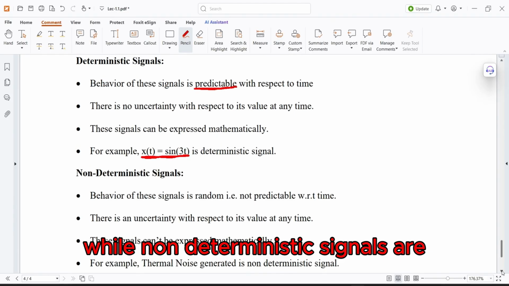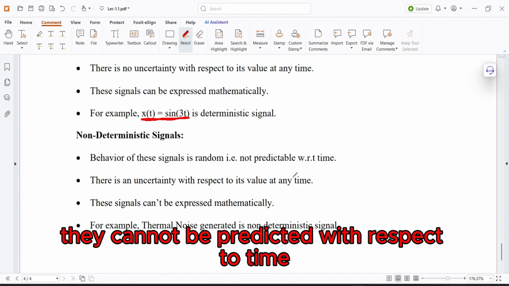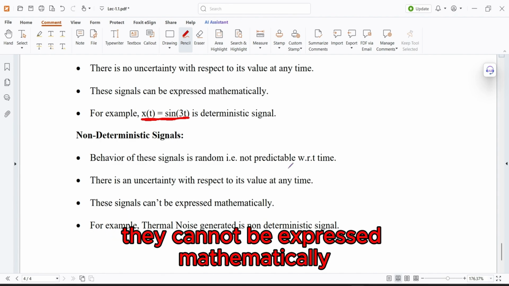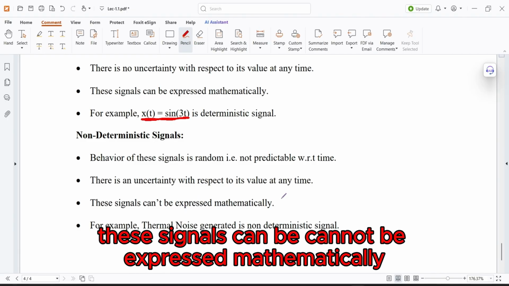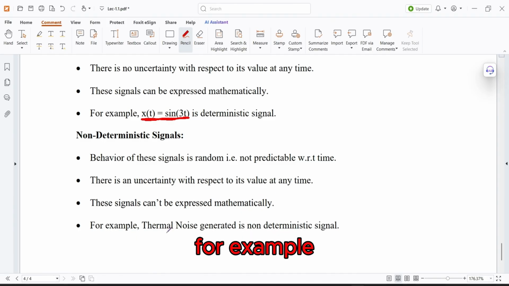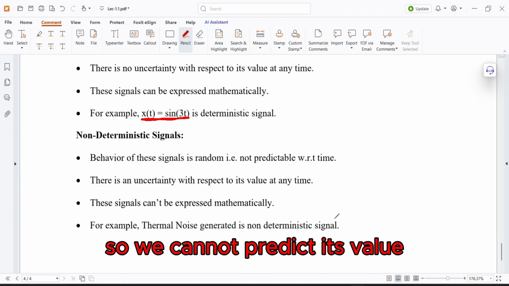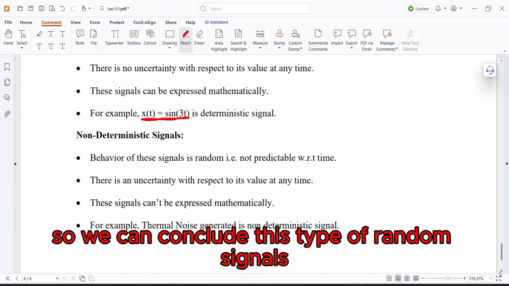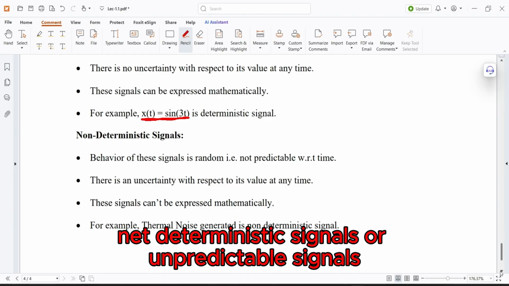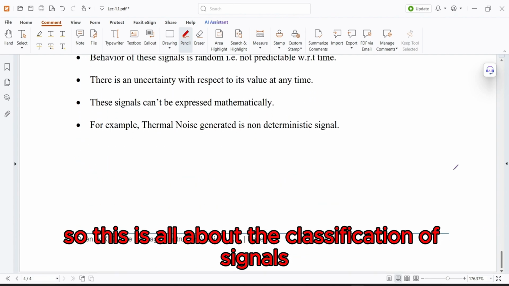While non-deterministic signals are random signals. They cannot be predicted with respect to time. They cannot be expressed mathematically. They are uncertain. For example, thermal noise generated is a non-deterministic signal. So we cannot predict its value. It is a random signal. It is an uncertain signal. So we can conclude that this type of random signals or uncertain signals are non-deterministic signals or unpredictable signals. So this is all about the classification of signals.